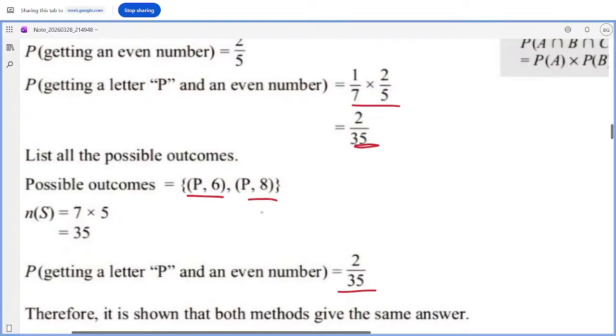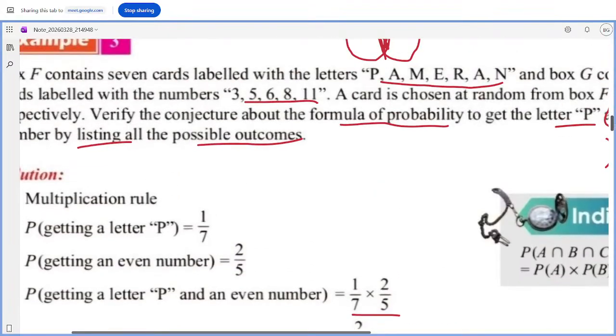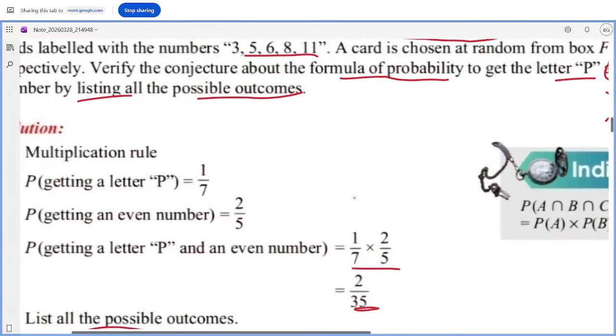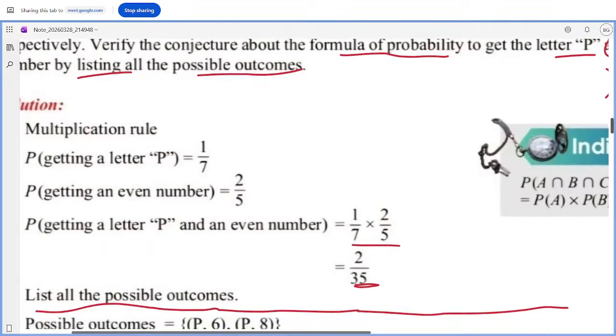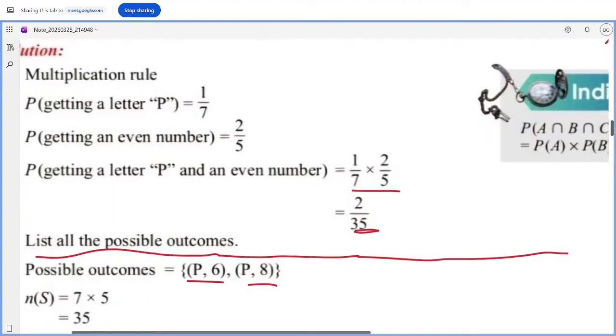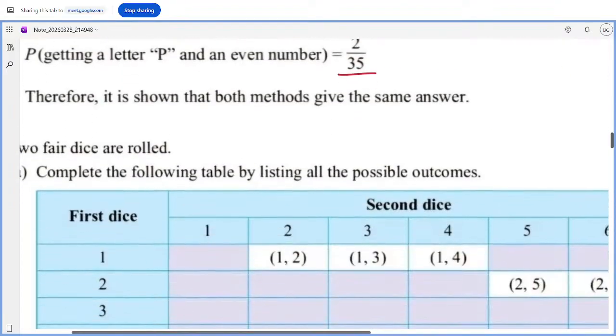If they say by using listing, then you start from the one below here. Listing is this one. On top is the formula of probability. If they say use formula, then you must show it like this. But rarely in maths do they specify the method, which means you can use anything you like. Usually they are quite free on this, so no need to worry.